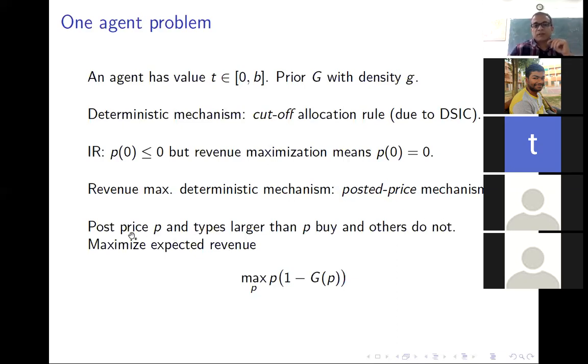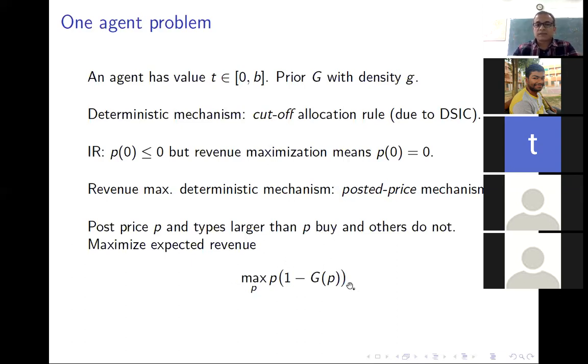What is the expected revenue from a posted price mechanism with price P? Suppose this cutoff point is P, then only types larger than P win, and the probability of that event is 1 minus G(P). And whenever they win, they pay P. So the expected revenue is P times (1 minus G(P)). So the choice is about choosing this cutoff point P, this posted price P.